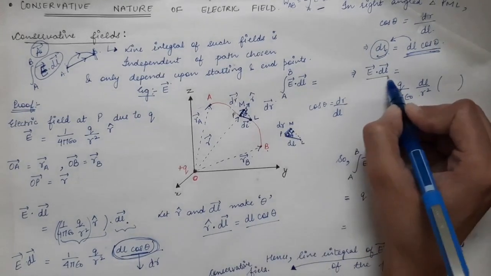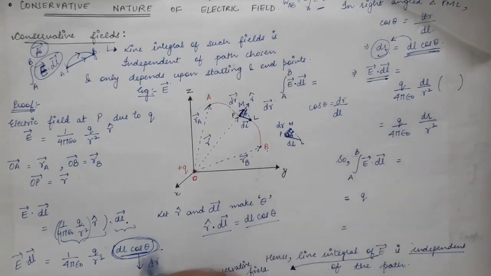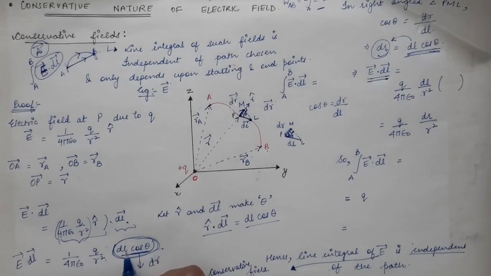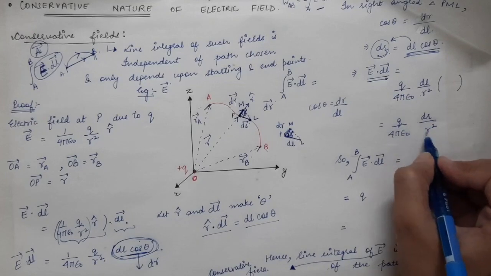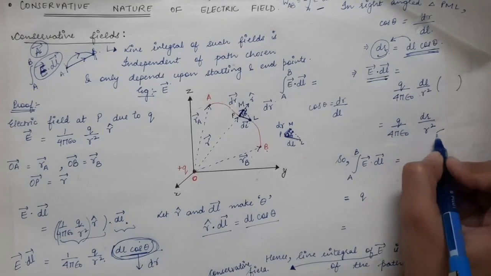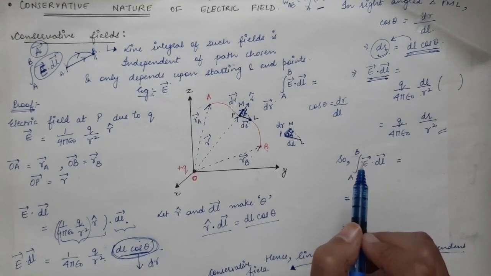So E vector dot dl vector will be nothing but 1 by 4 pi epsilon naught q by r square into dr. That will be q by 4 pi epsilon naught, 1 by r square into dr. So this is the final expression of E vector dot dl vector.